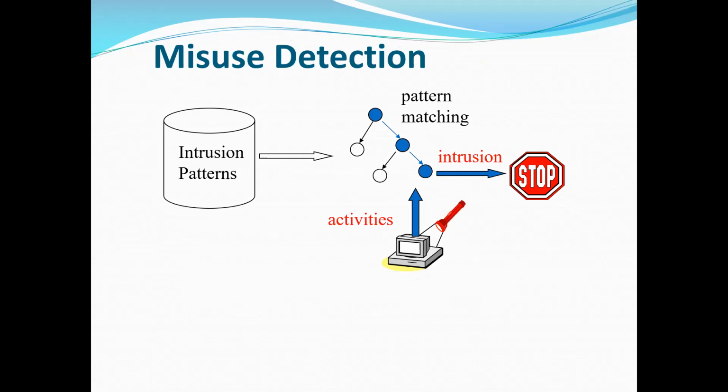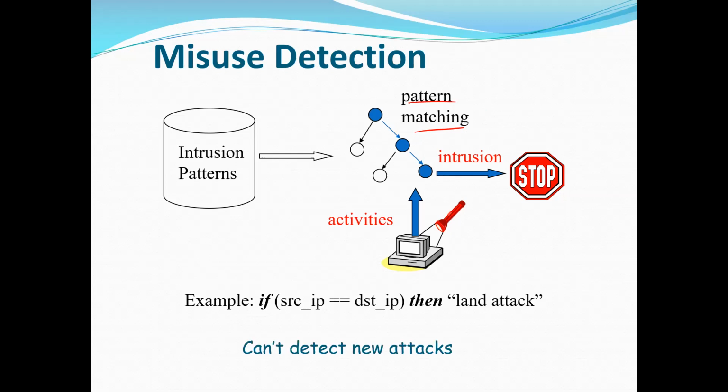Again, just to summarize, we talked about misuse detection. Basically, we have pattern matching, a signature, etc., and then we stop the packet. So it's almost like an if statement approach. But it can't detect new attacks, as we said, right?